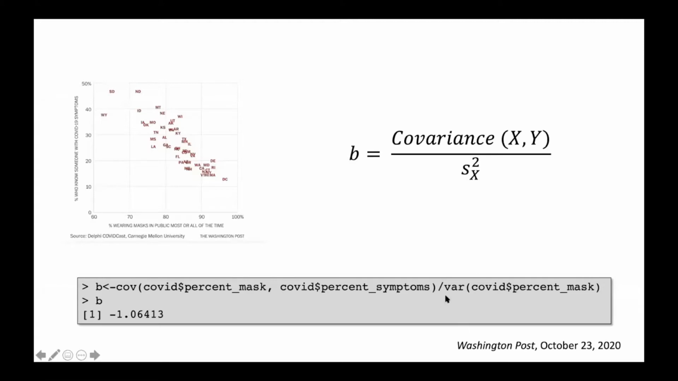We can use this covariance then in the context of regression to be able to calculate the regression slope from our sample that's denoted by B. And the slope of the regression through these data then could be calculated as the covariance between mask wearing and COVID symptoms divided by the sample variance of mask wearing. And so we can use R to perform these calculations and save this calculated slope as an object called B, which is equal to the covariance between these two variables divided by the variance in mask wearing. And in this case, B is calculated to be negative 1.06.